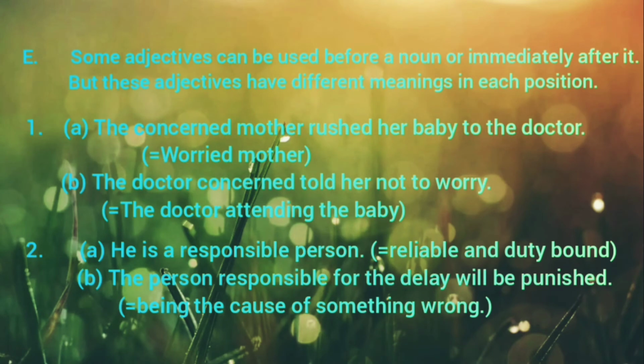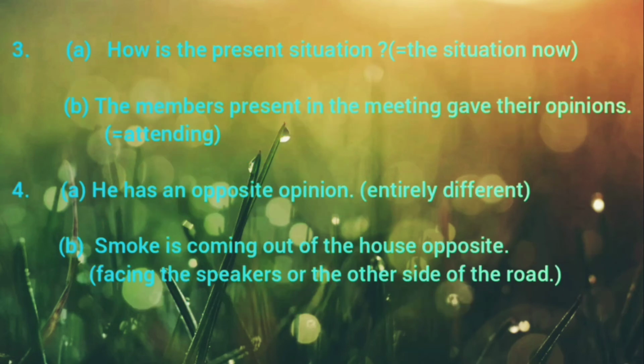The second example, he is a responsible person. Here the adjective responsible is used, and the meaning is reliable and duty bound. The person responsible for the delay will be punished. Here the same adjective responsible is used, and the meaning is being the cause of something wrong. Another example, how is the present situation? Here the adjective present is used, which means the situation now.